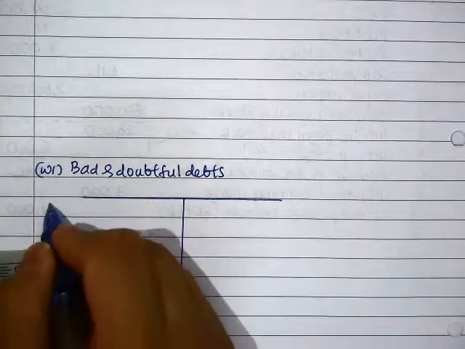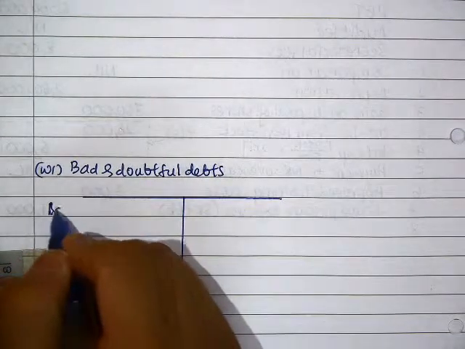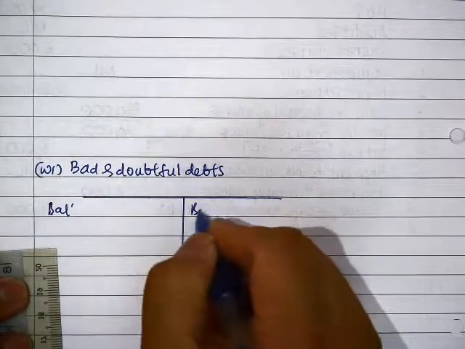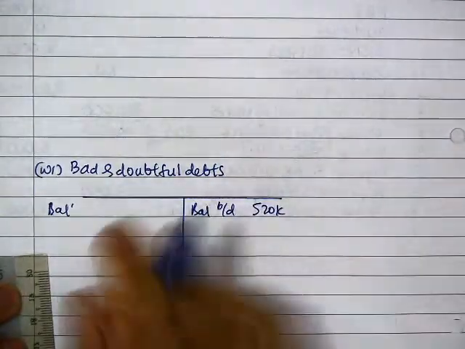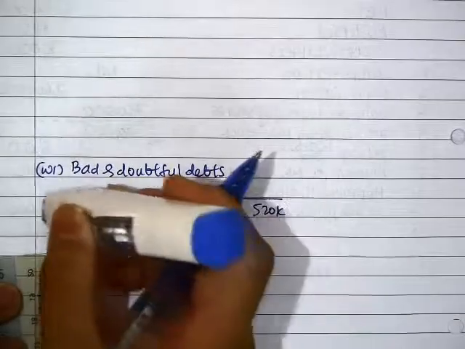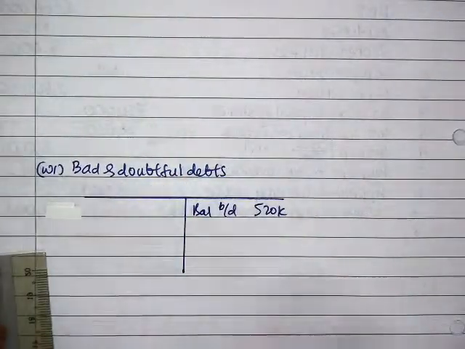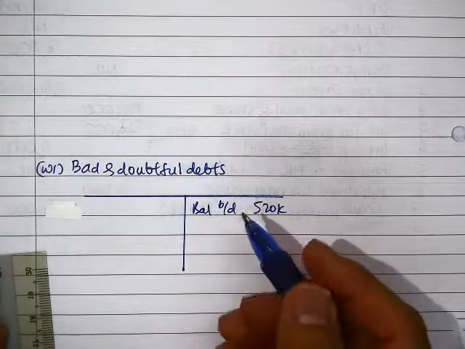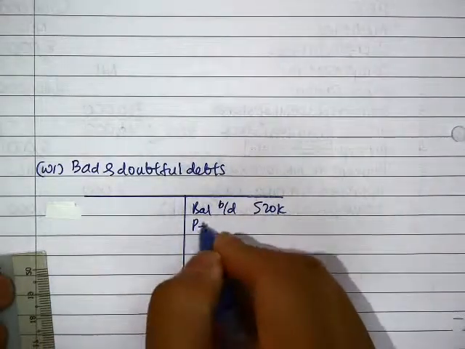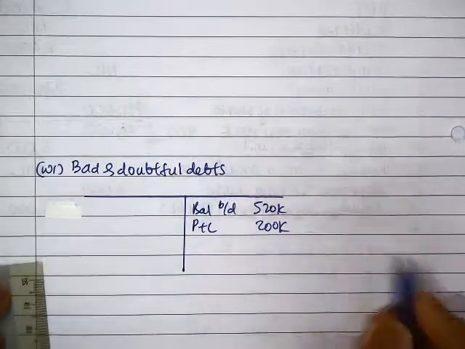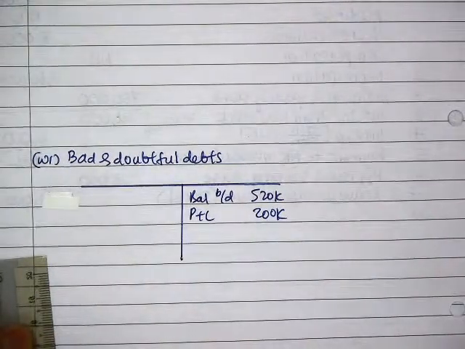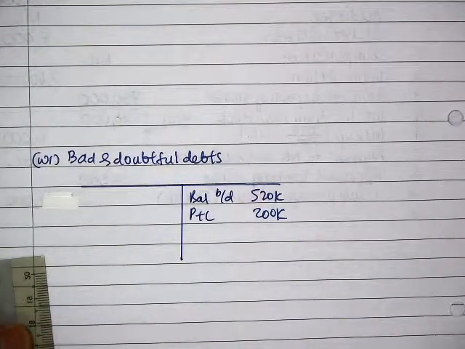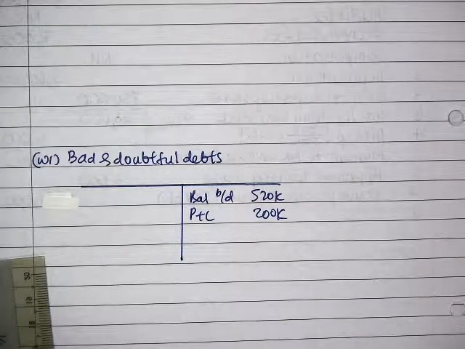Now, the questions mention that balance brought forward is 520. Okay. Now they made the provision 200,000. All right, they made a provision 200,000.